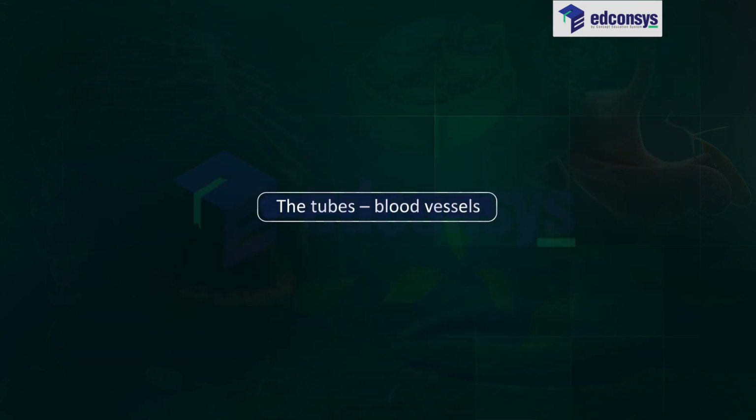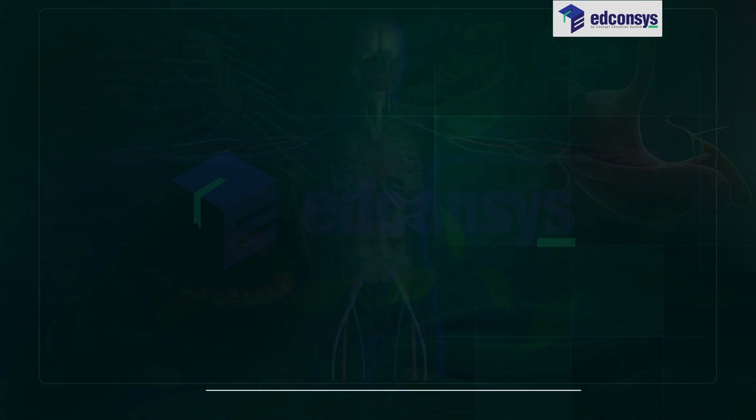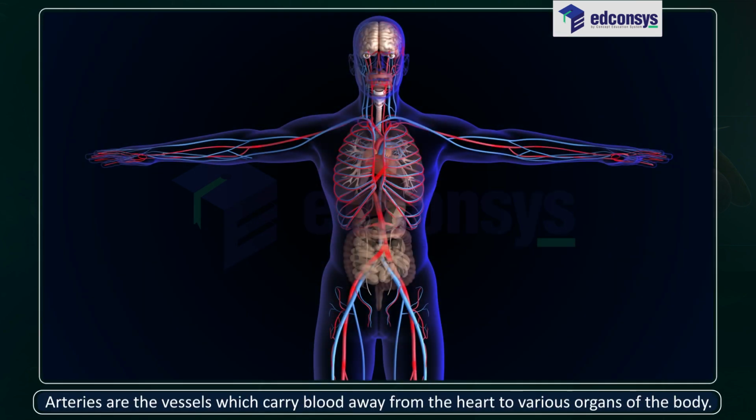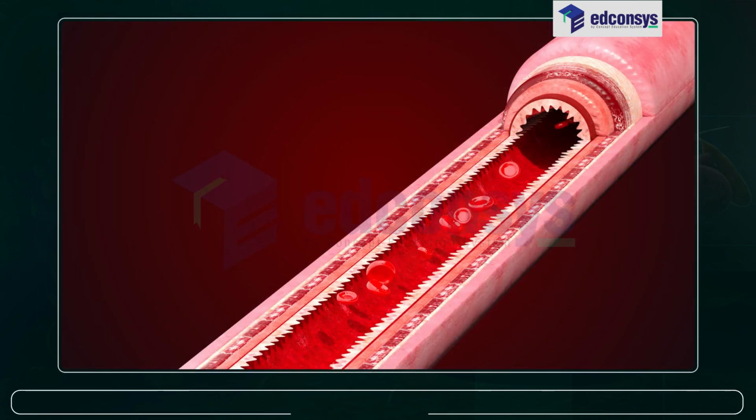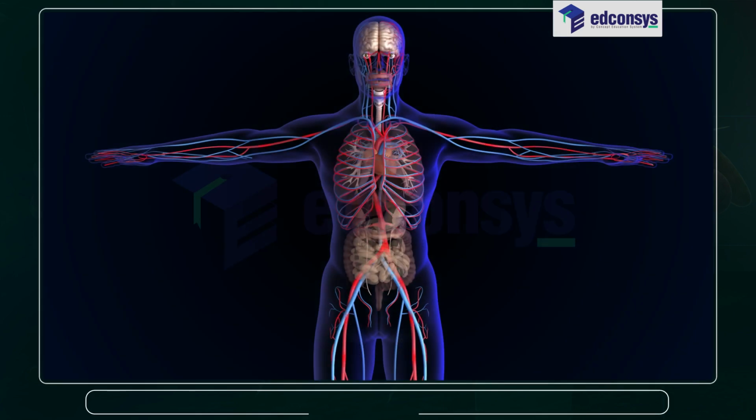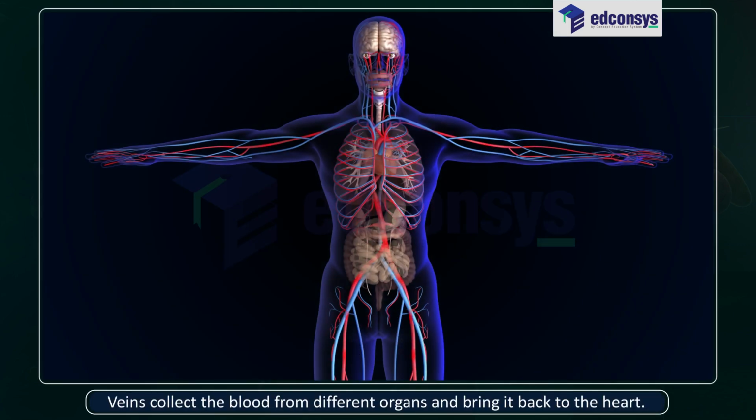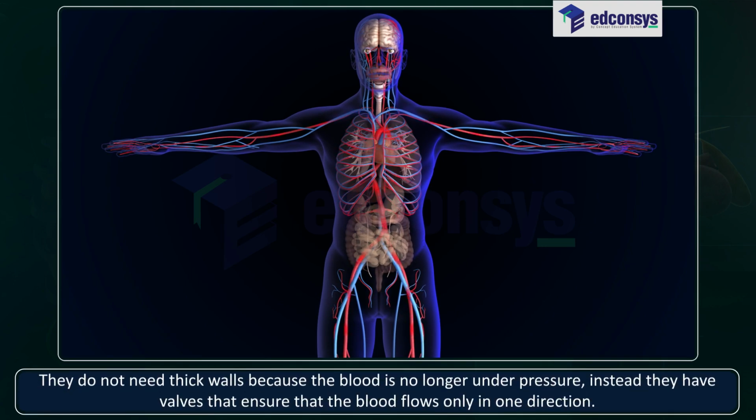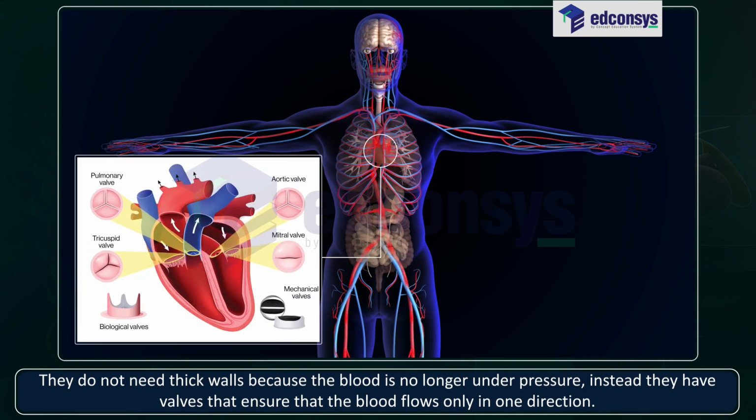The tubes, blood vessels. Arteries are the vessels which carry blood away from the heart to various organs of the body. Since the blood emerges from the heart under high pressure, the arteries have thick elastic walls. Veins collect the blood from different organs and bring it back to the heart. They do not need thick walls because the blood is no longer under pressure. Instead, they have valves that ensure that blood flows only in one direction.